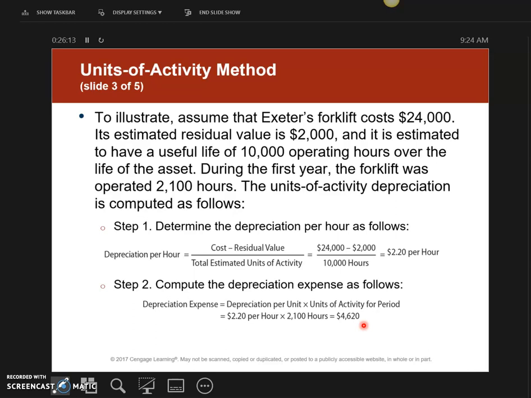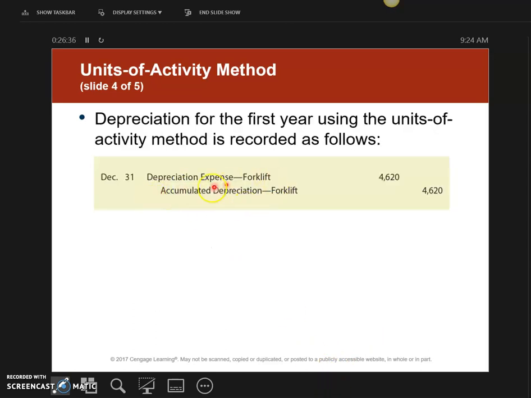This is not as common to use because people like to know what the depreciation expense is, but this is more realistic if you've got something you can count, such as the odometer, such as machinery that produces so many widgets, such as a copy machine that has so many copies. So here's my journal entry for this one. Again, the journal entries are always going to be the same. Debit the expense, credit the accumulated depreciation.